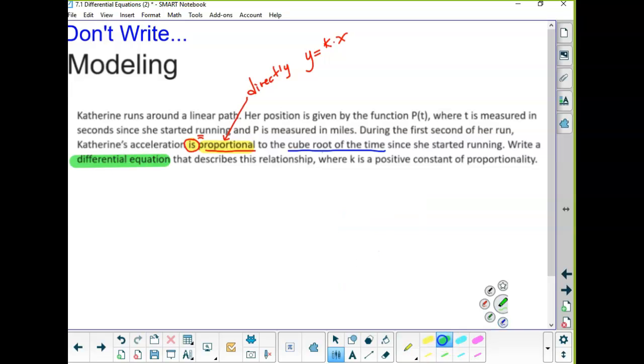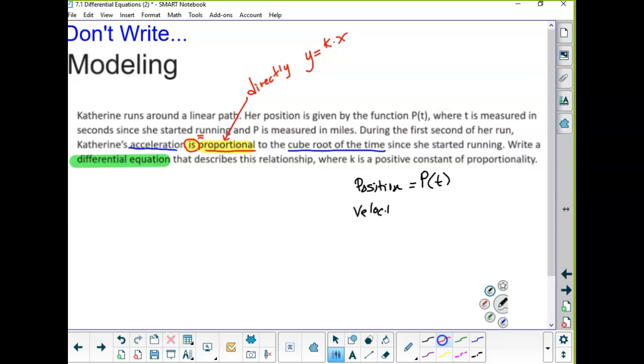So write a differential equation. Well, that was the rate, the change, in this case the change in position over the change in time. However, we have acceleration. So I want to take this statement, acceleration is proportional to the cube root of time, and I just want to write the differential equation, and they tell me k is a positive constant. So what do we need to know? We know that position is p of t. That's what they tell us at the start.